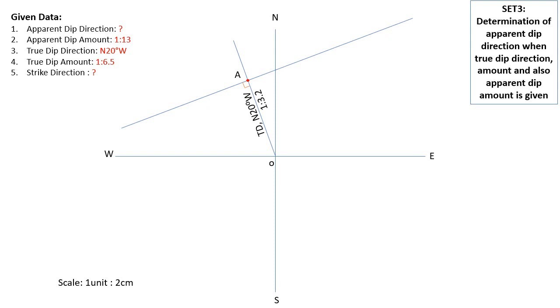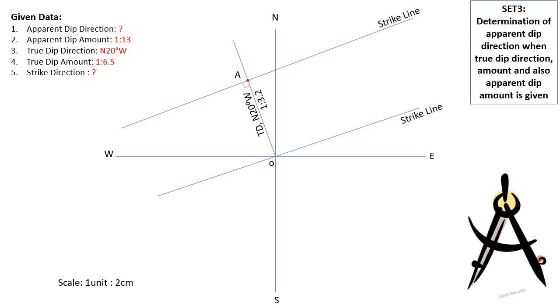Okay, we have drawn a line with the help of a set square. Then what is the next step? We are going to draw a parallel line to this, passing through the center, just to make it easy to measure the strike direction. So here, this is the strike line. Then how to draw the apparent dip direction? The amount that is given is 1 is to 13.